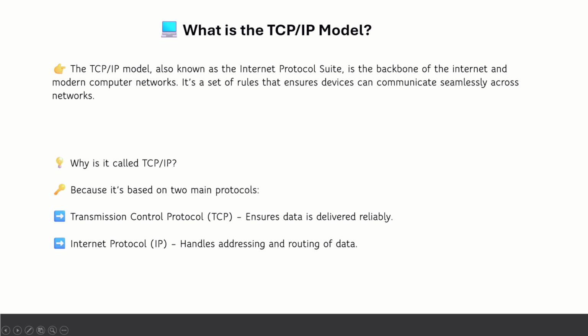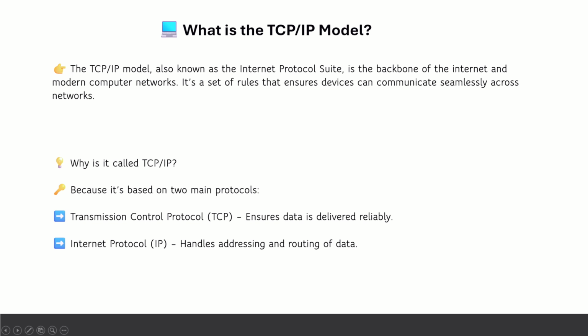History of the TCP/IP model. The TCP/IP model was developed by the United States Department of Defense in the 1970s as a way to connect different networks. It was initially used to connect research institutions and government agencies, but it eventually became the standard for the Internet.